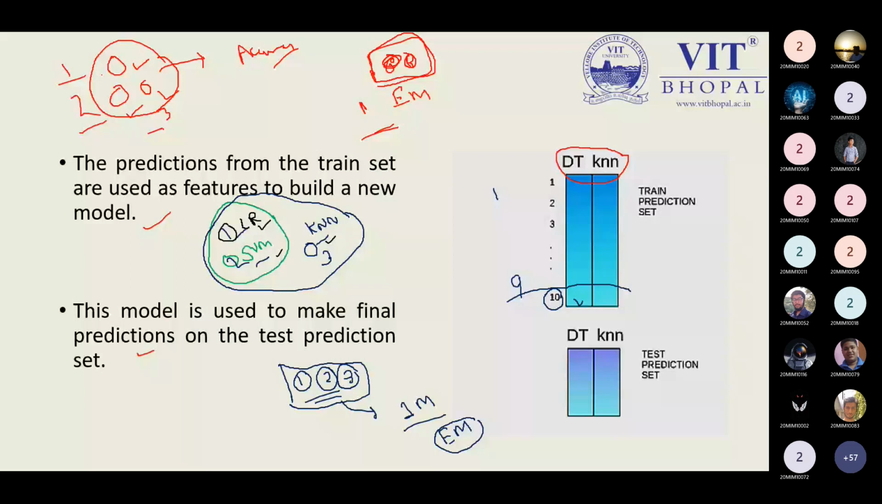So I'm not going into unnecessary theory points. This theory you can read from the notes only. So I'm just moving to the next point, that is bagging.